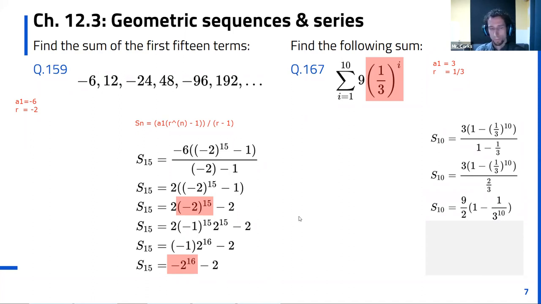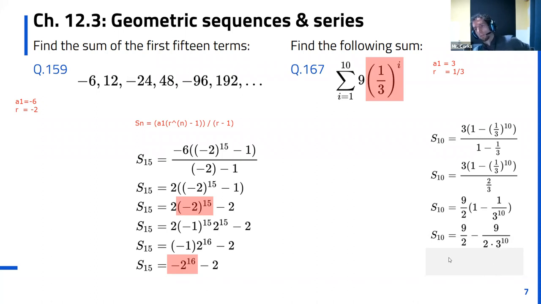We may expand parentheses again. Okay, so we'll do our expansion, open up the parentheses. So 9/2 times 1 minus, and then just 9/2 times our 1/3 to the exponent 10. So 9 on the top, 2 times 3 to the exponent 10 on the bottom. And one final step to simplify.